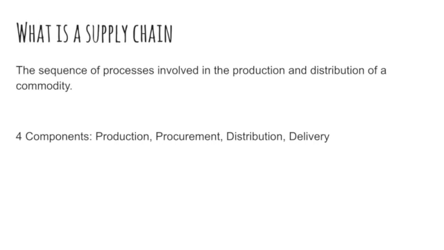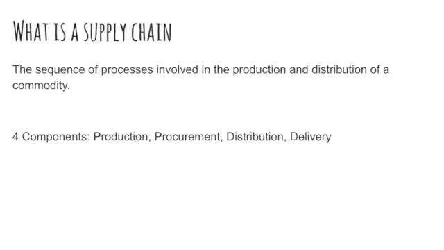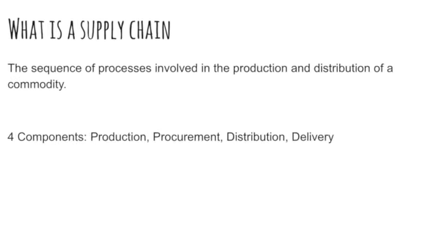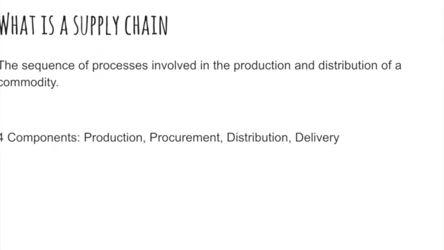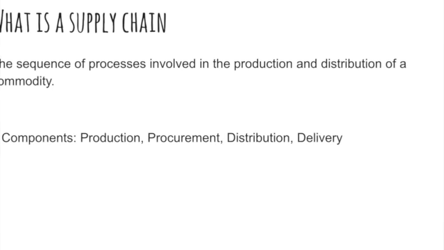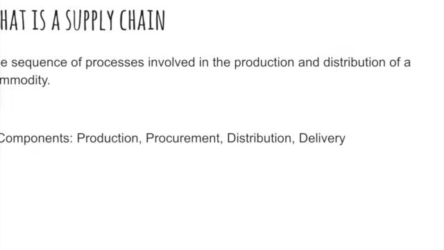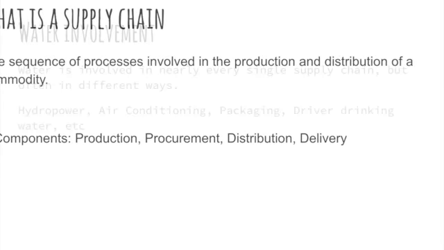What is a supply chain? A supply chain is easily defined as the sequence of processes involved in the production and distribution of a commodity. It has four components, and those are production, procurement, distribution, and finally delivery.